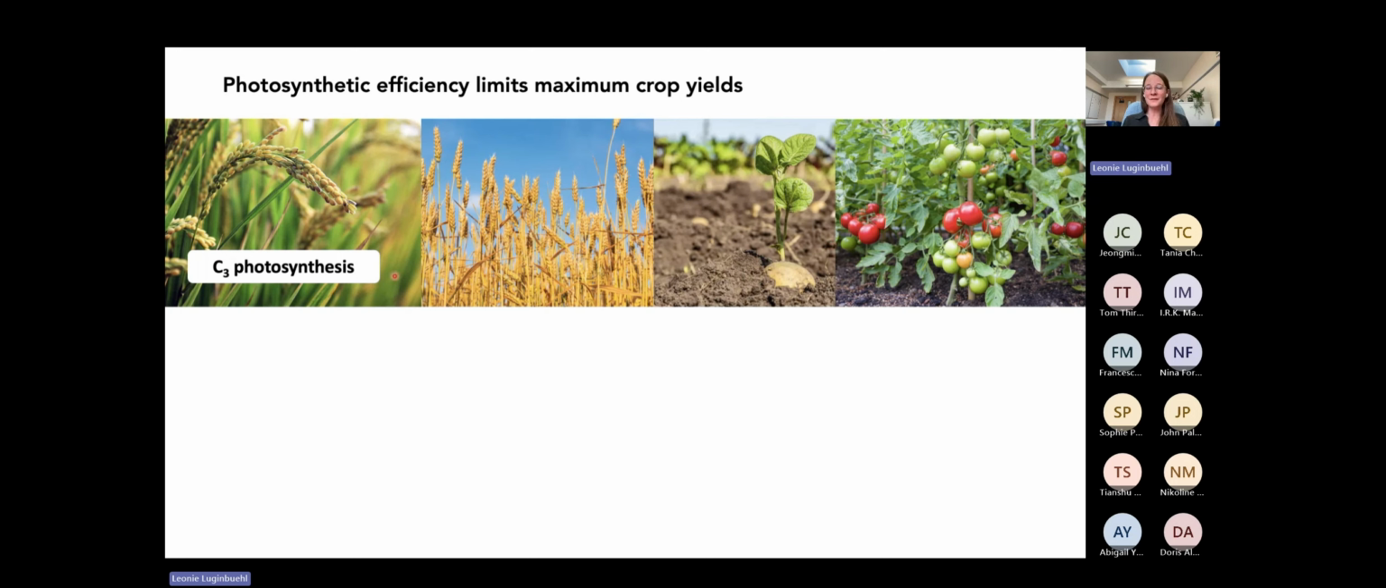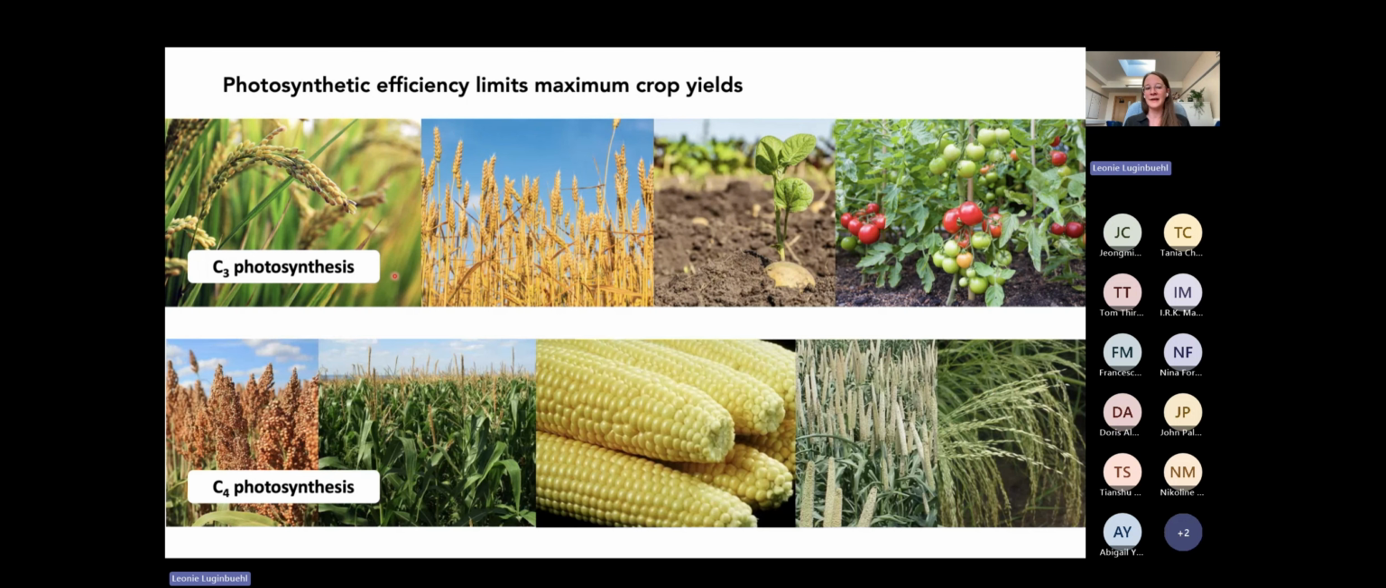The problem with C3 photosynthesis is that it isn't particularly efficient, particularly at high temperatures and in dry environments. And so about 30 million years ago, some plants evolved a more efficient way to photosynthesize, to fix carbon, which we call C4 photosynthesis. And these include plants like sorghum that you can see here, but also maize and teff, for example, but also sugarcane.